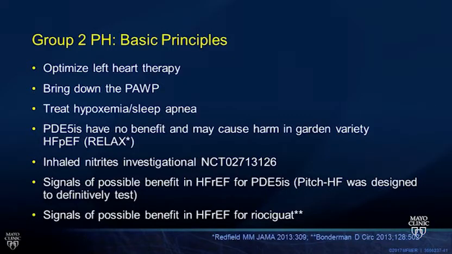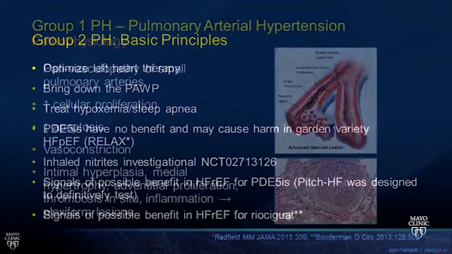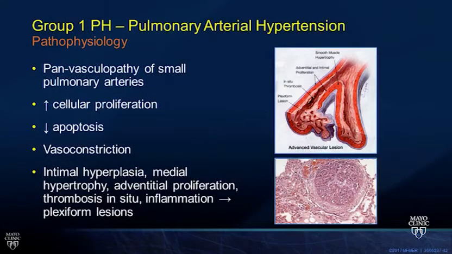and these drugs are not recommended. There are some investigational studies using inhaled nitrites, and there may be benefit in heart failure with reduced ejection fraction, for both PDE5 inhibitors and riociguat, the soluble guanylate cyclase stimulator. So for group 1, we're dealing with a panvasculopathy characterized by cellular proliferation, decreased apoptosis, vasoconstriction, intimal hyperplasia, and eventually the development of plexiform lesions.